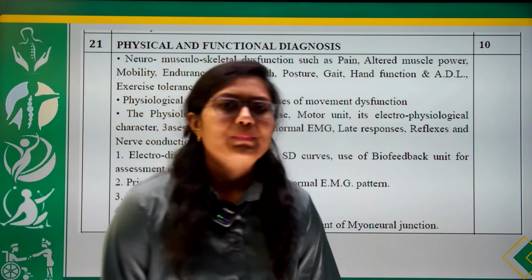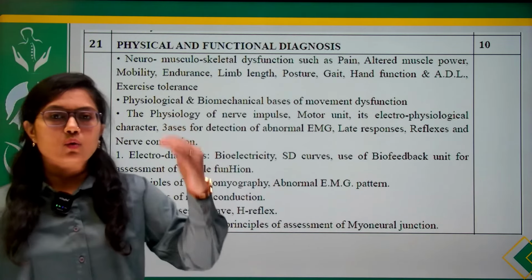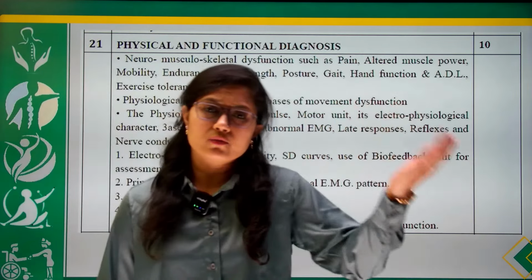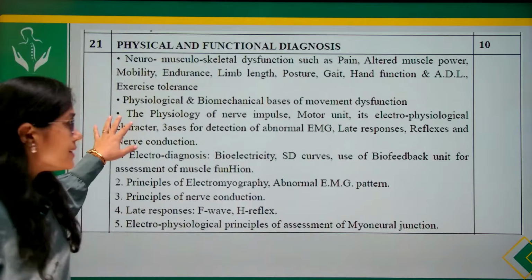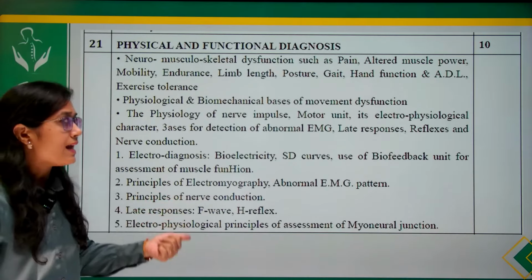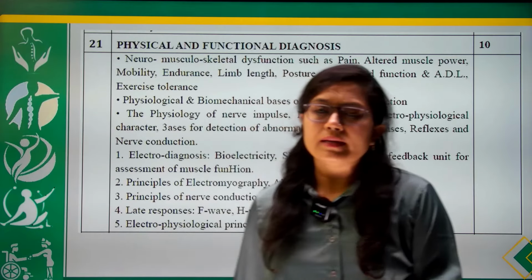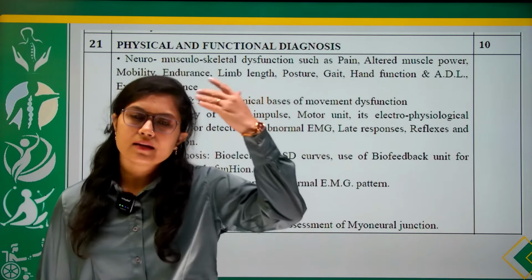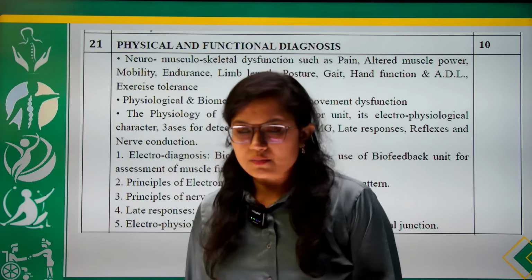So this is a basic syllabus of it. As you can see, the whole exam syllabus is obviously vast, as it will include from first year till final year. Specifically, if I talk about the physical and functional diagnosis, we have neuromusculoskeletal dysfunction such as pain, altered muscle power, mobility, endurance, limb length, posture, gait, hand function, starting from head to toe. We have all the things which will be included in our assessment portion.